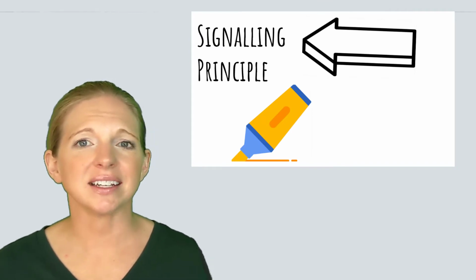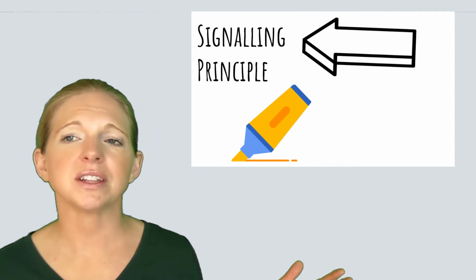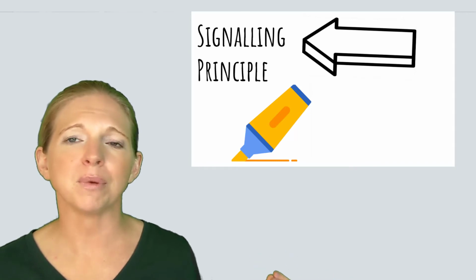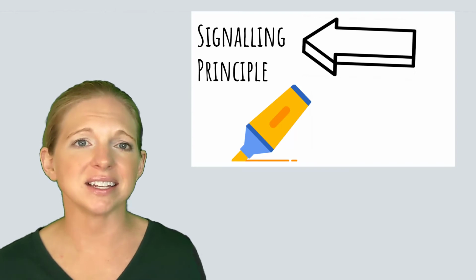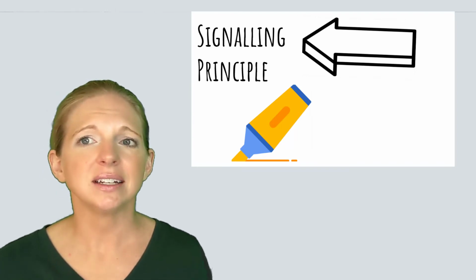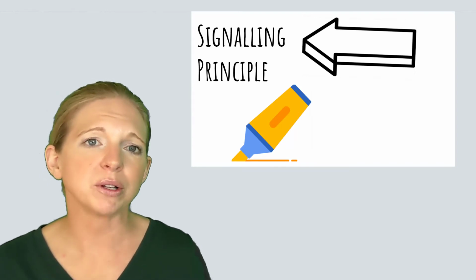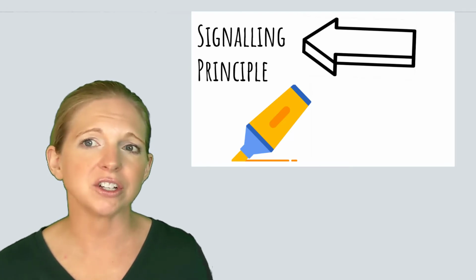Next, we'll talk about signaling. This is the principle that refers to the findings that people learn more deeply from multimedia presentations when cues are added to highlight important ideas and organize information. Signaling has been studied in the cognitive theory of multimedia learning with 4 variations of cues.